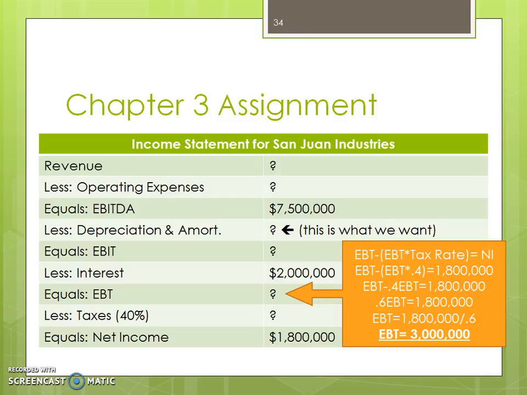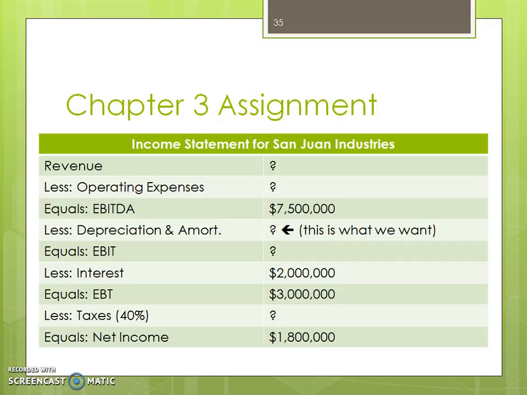All right, so we can go ahead and plug that in. So there's our EBT plugged in. I'm kind of OCD, so I like to go ahead and plug in the other variable that we know, even though we don't really need this. All right, so let's move on. Our next step is to figure out what EBIT is. All right, so what is EBIT?